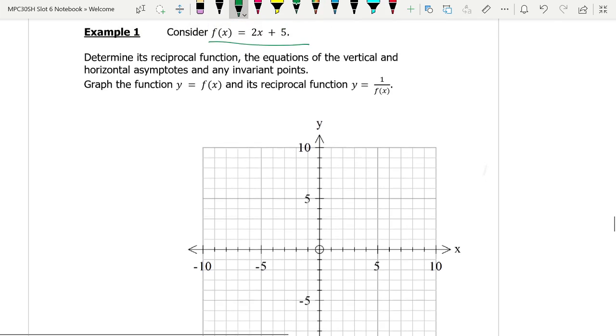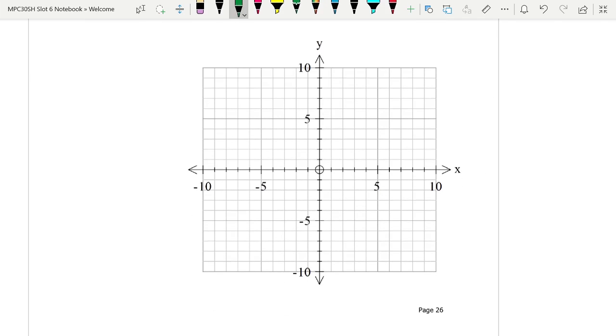So in green, what does 2x plus 5 look like? Well, it has a plus 5 for a y-intercept, and then you go up 2 over 1, up 2 over 1, down 2 over 1, down 2 over 1. I think that's lots of points, don't you?